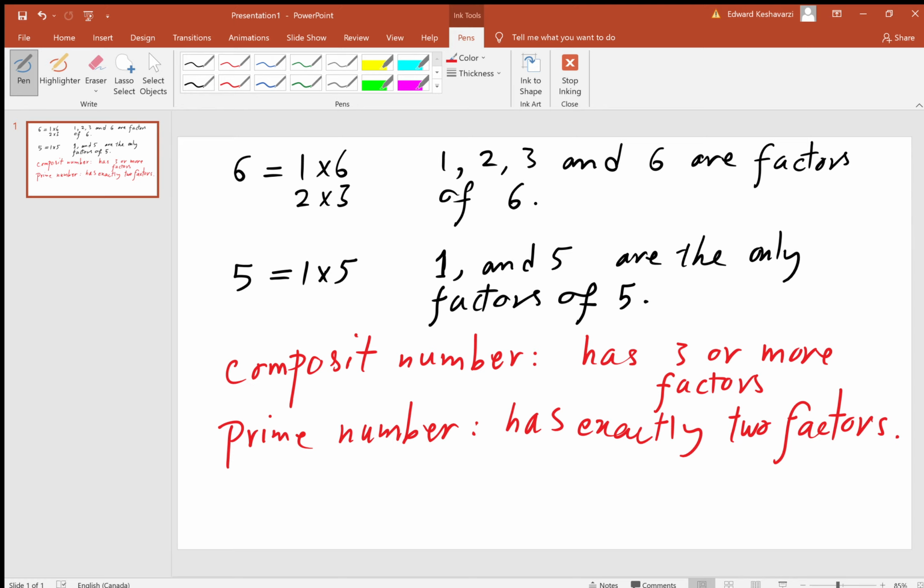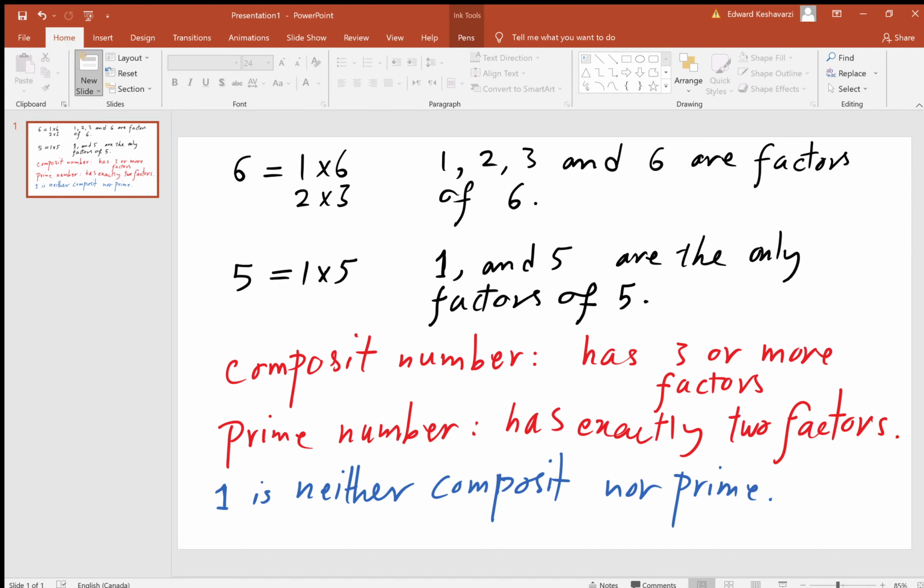So what about 1? 1 is neither composite nor prime because 1 has exactly 1 factor. I'm going to write it here because it's very important, and sometimes a lot of kids are confused about it. So 1 is neither composite nor prime.